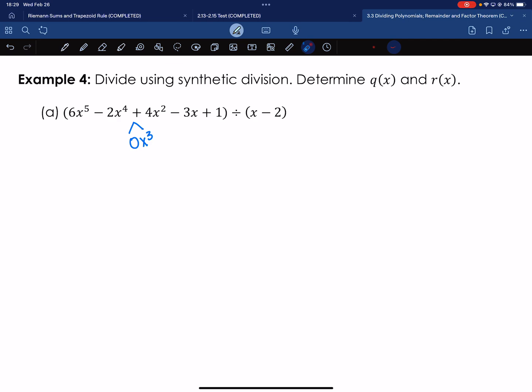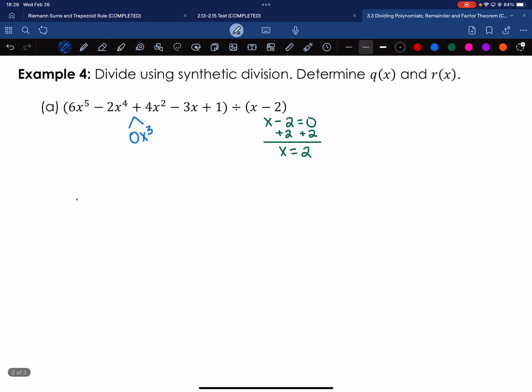First thing we're going to do is take what we're dividing by and solve for x. So to solve for x, we just add 2 to both sides, and we get x equals 2. Okay, so with our setup, I don't know formal words, I call this the half box because it's half a box. That number that we just solved for, we're going to place in that half box.